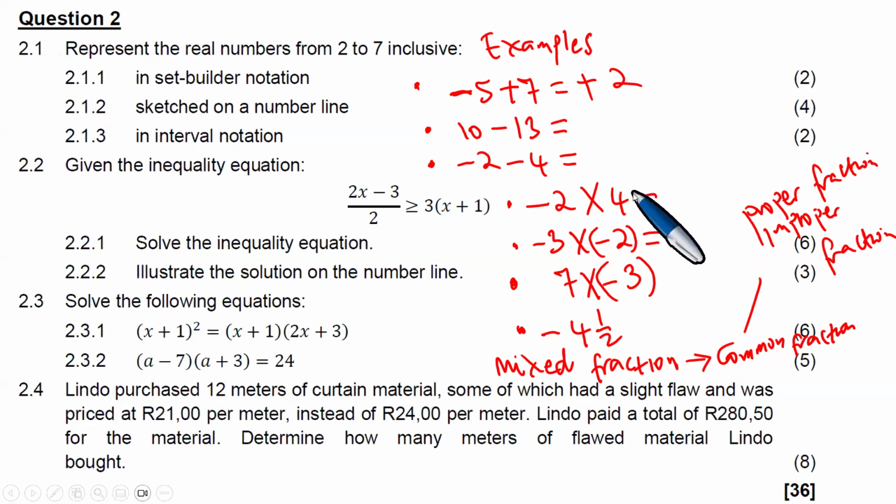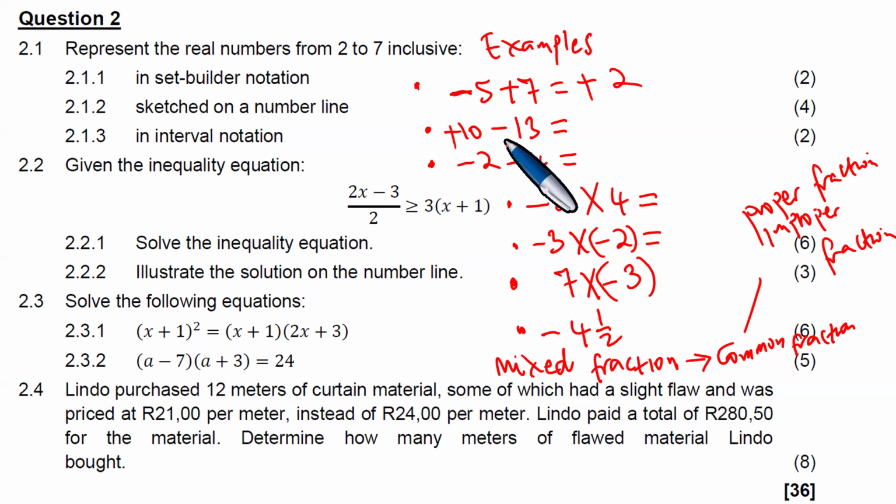The next one, for instance, is 10 minus 13. What answer am I going to have here if we say 10 minus 13? It's going to be a -3. Why? Because you are adding a positive and minusing another positive 13. So the 10 is positive and the 13 is negative.